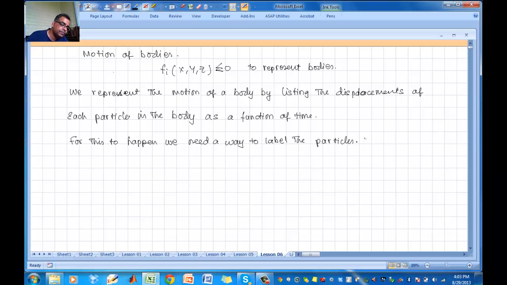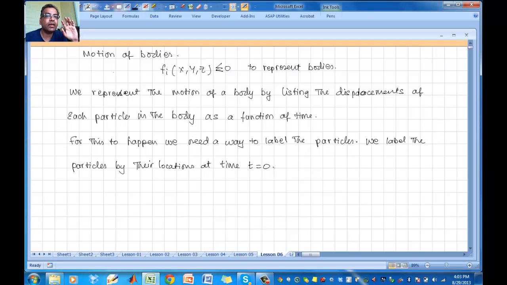So what we do is we label the particles by their locations at time t equal to 0. We can get cute about this and talk about labeling their locations at other times, or labeling an abstract location and so on. We will not go there. We are always going to say initial locations form the labels for the particles.